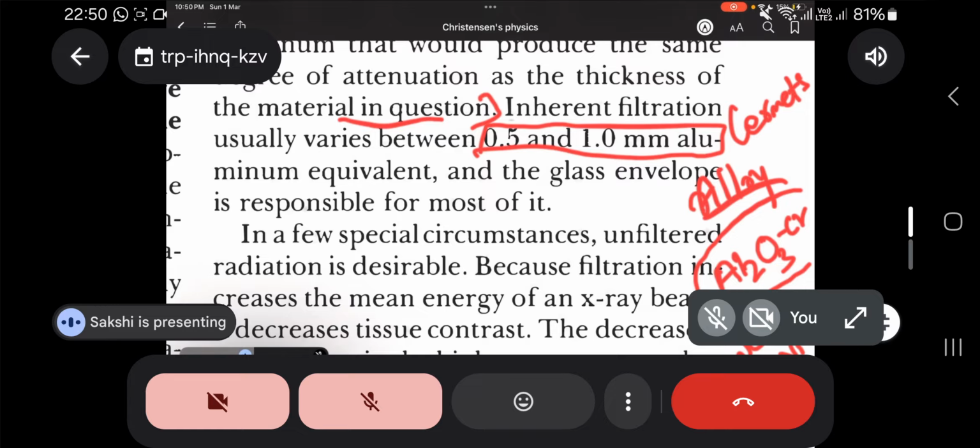Yes, this was the question. So we have come to the conclusion that this question is wrong. What was the conclusion we discussed? Borosilicate glass envelope.